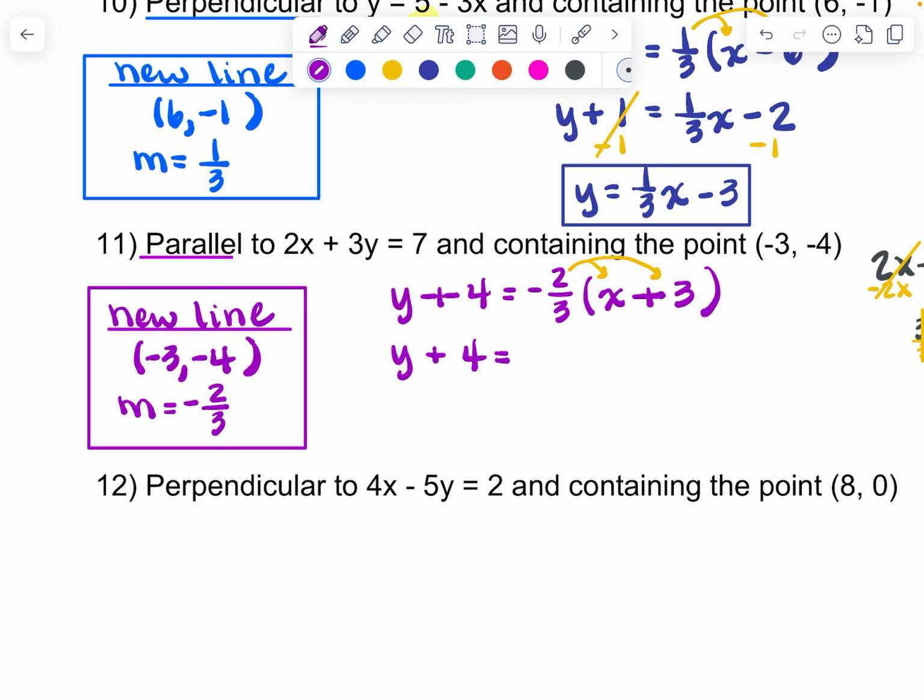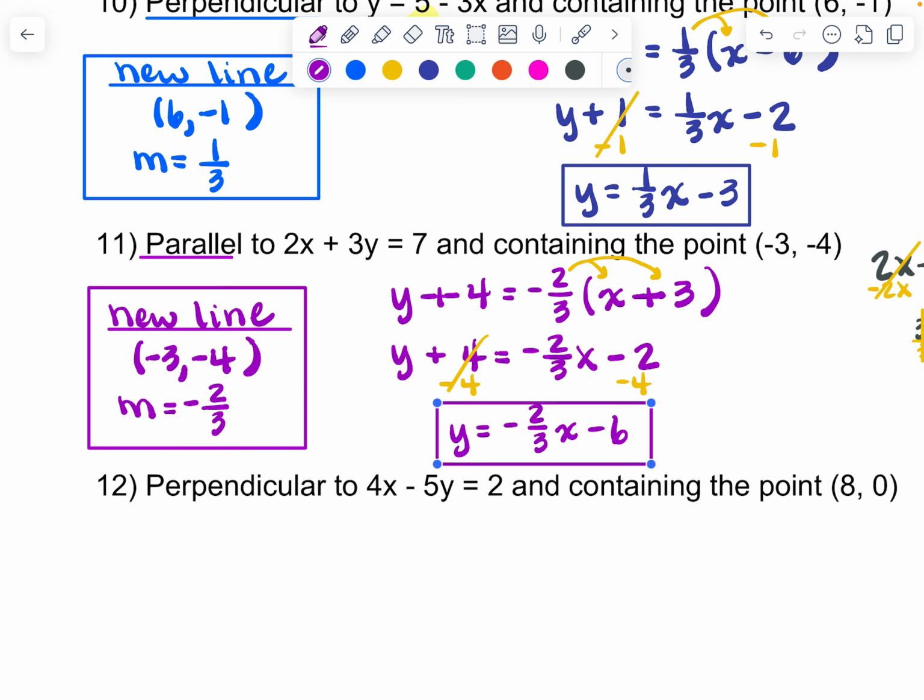So I'm going to bring down my y plus 4, -2/3 x. Again, use your calculator. -2/3 times +3 is going to be -2. Okay. And then lastly, I need to subtract the 4. And that's going to give me y equals -2/3 x minus 6. And voila.